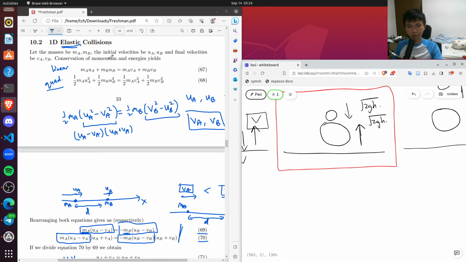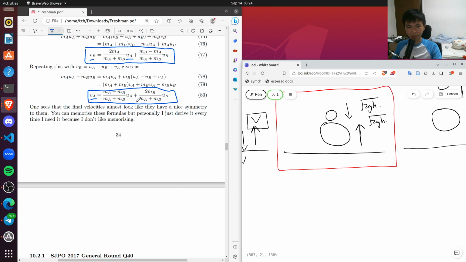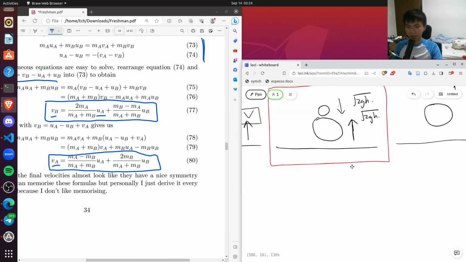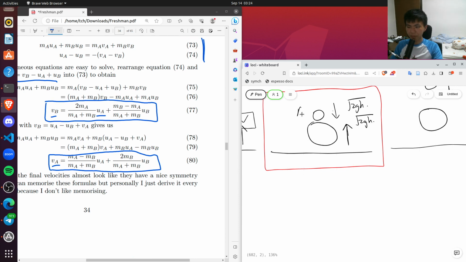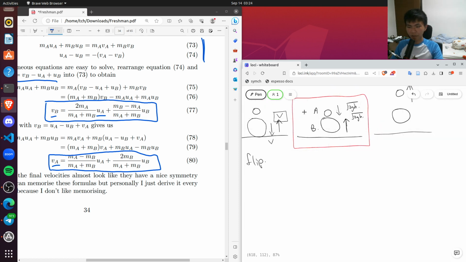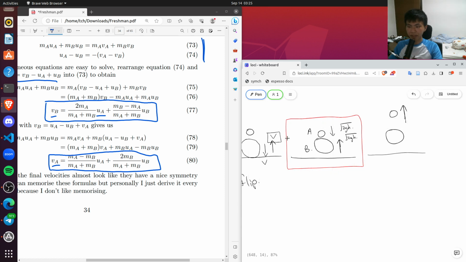So through all the derivation we did just now, we obtain the following results. Let me call the tennis ball A and the basketball B. Remember that because we're doing the collision now, we need to define a direction for positive velocity. In this case, I'm going to define upward as positive.